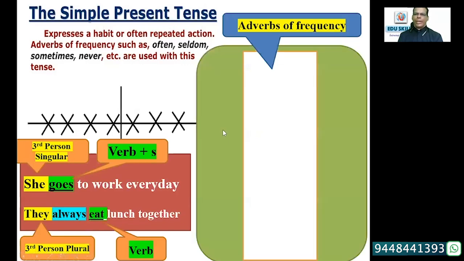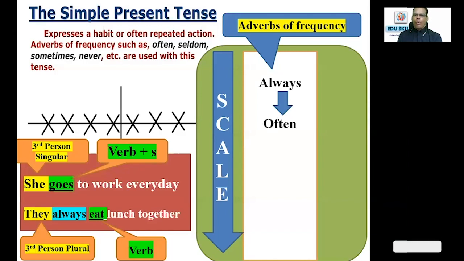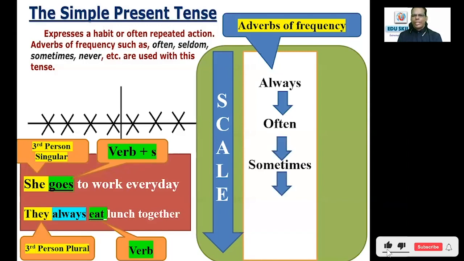What are adverbs of frequency? There is a scale being used here. Just understand what the scale is. Always, I have been explaining. That's why I said these are the 7 Sapta Sutras, 7 principles required in all the 4 subtests. Even in writing, you must be able to use the scale. Adverbs of frequency: always, often, then coming down, sometimes, seldom, and at last, never.